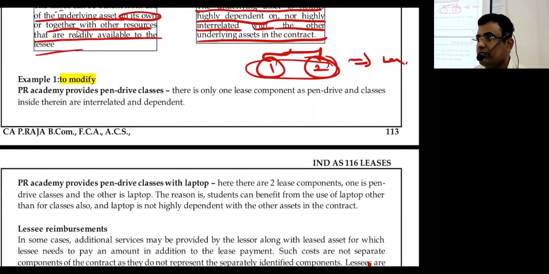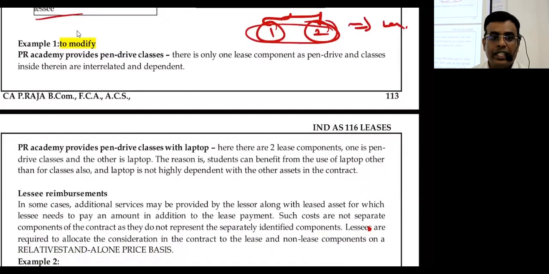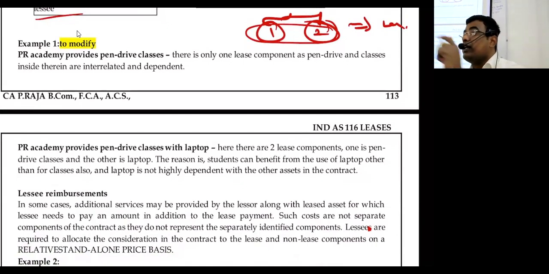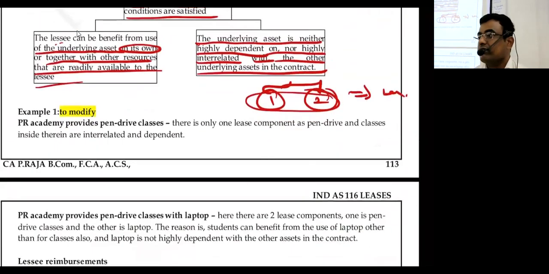I told you, for this standard you are lucky: no example, nothing, you are writing it. Okay, Peer academy provides pen drive classes. Do we separate or not? I give pen drive classes. There are two components in the contract: one is the content, which is the classes in the pen drive, and another is the pen drive. Is separation required or not required? Don't read anything. No separation.